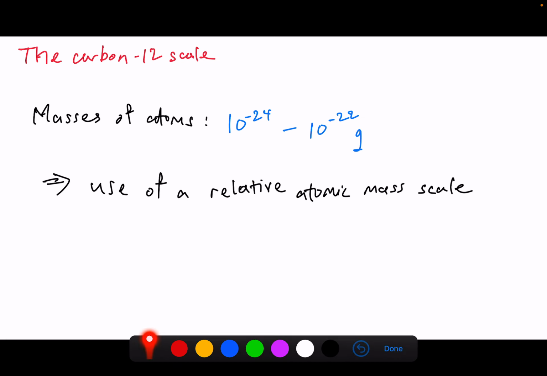This is important because when we're talking about the masses of atoms, they're very small, in the range of 10 to the power of negative 24 to 10 to the power of negative 22 grams. So instead of talking about the masses in terms of grams, scientists actually use a relative atomic mass scale to compare the masses of different atoms.